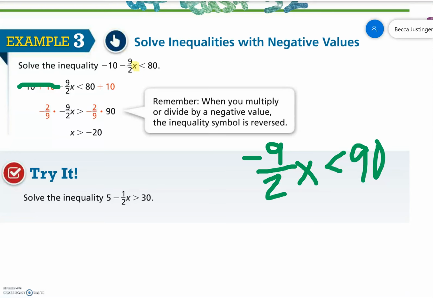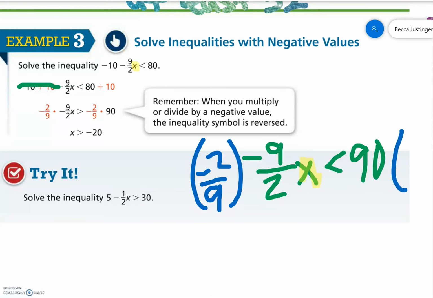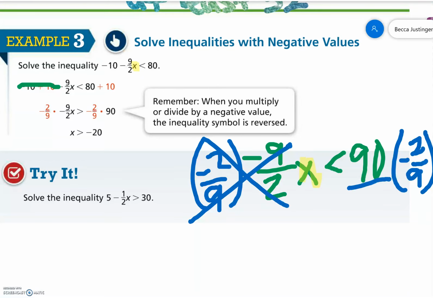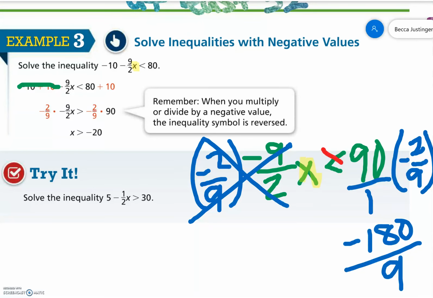Then my next step is to still get x by itself. Remember, we can't divide by a fraction. Whenever you see a fraction, I want you to flip it and multiply by the reciprocal. So this cross cancels, and we could put 90 over 1. 90 times negative 2 is negative 180. 1 times 9 is 9. Don't forget, now we multiply by a negative, so this inequality symbol changes, and we get x is greater than negative 20.